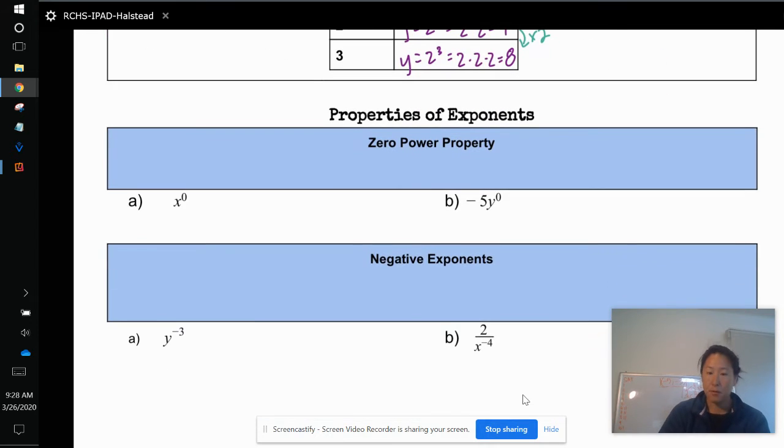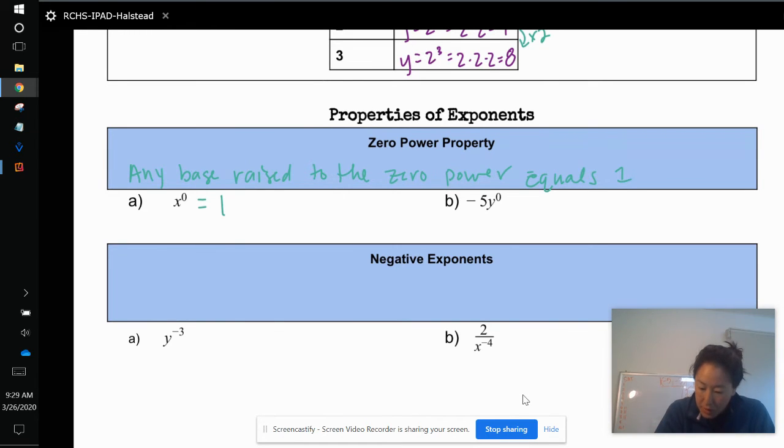So check it out. We got some properties of exponents. Any base raised to the 0 power equals 1. So x to the 0 power would equal 1.